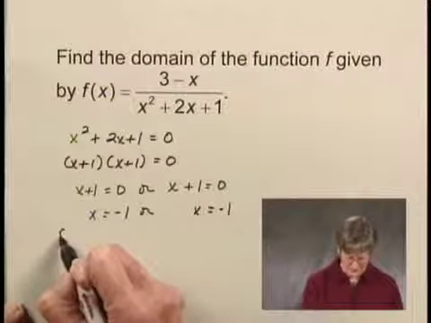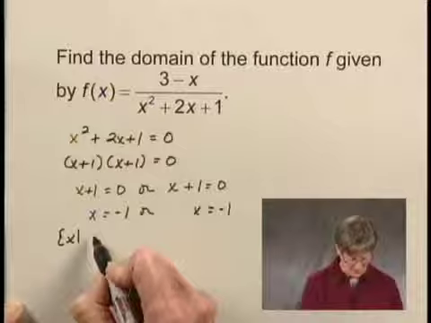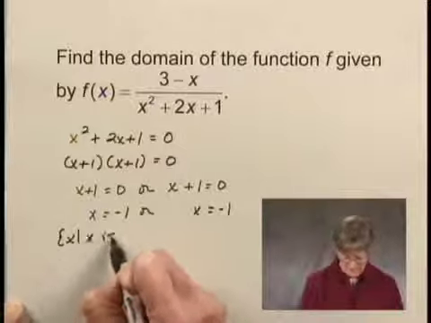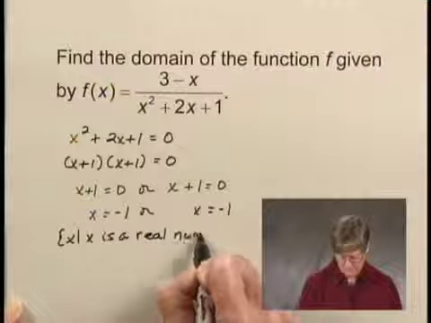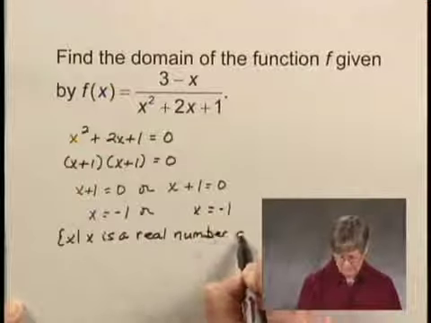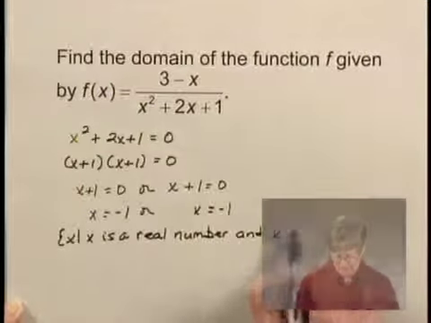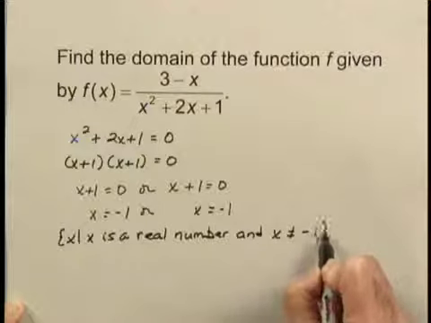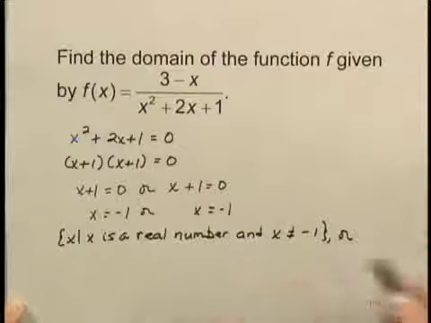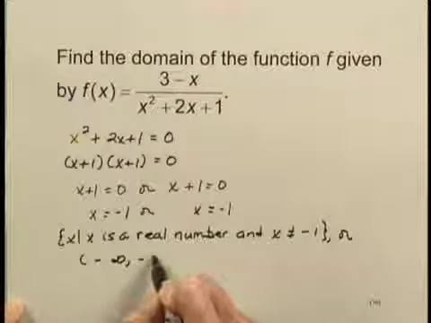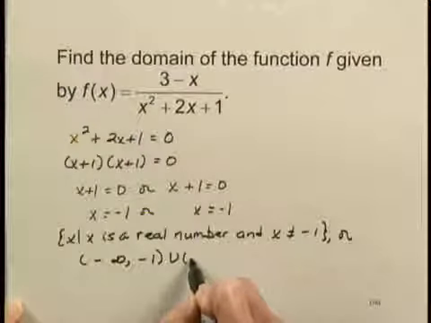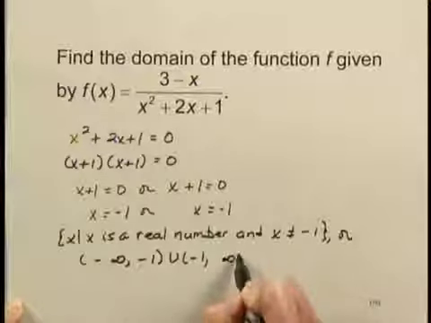That tells us then that the domain is the set of all x such that x is a real number and x is not equal to negative 1. Or we could express that in interval notation as negative infinity to negative 1 union negative 1 to infinity.